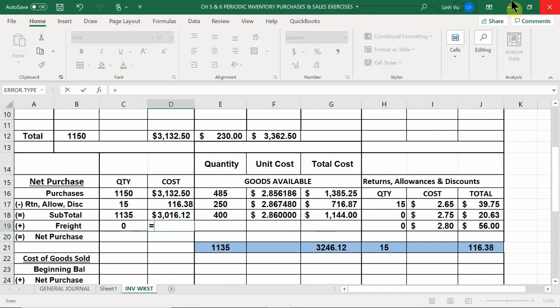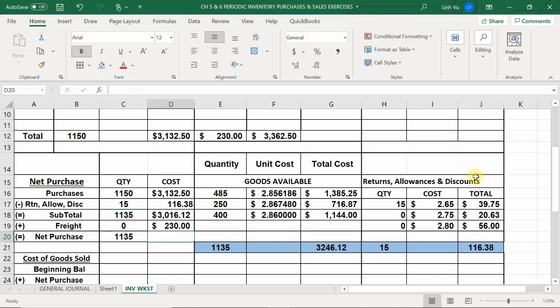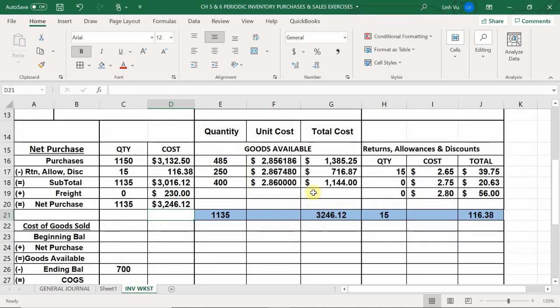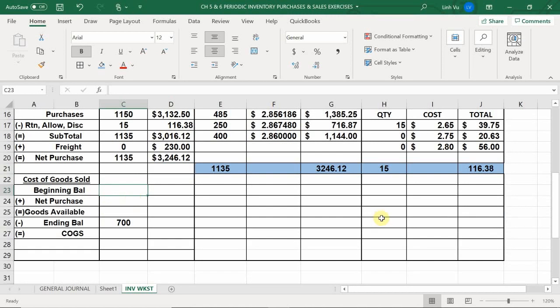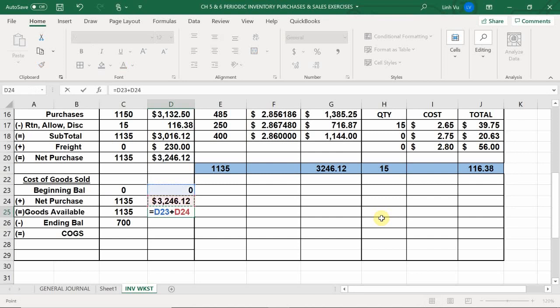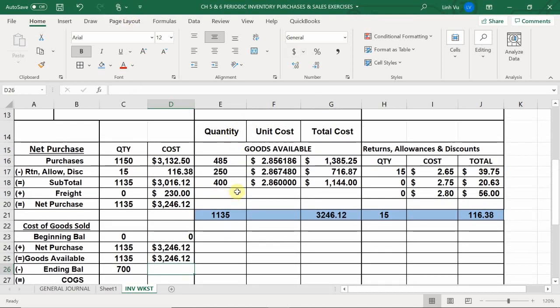Freight adds nothing to quantity, but it adds to the cost. So we're going to add our $230 here because that's not refundable. Leaving me with a total of 1,135 units available at a total cost of $3,246.12, which is exactly what our goods available is, because our assumption is that we didn't have beginning inventory. So if I copy down my net purchases here and add 0 to both quantities, my net purchases is going to be the same as my total goods available, which I have right here in this little table under goods available.